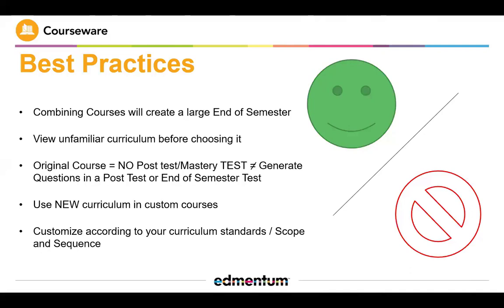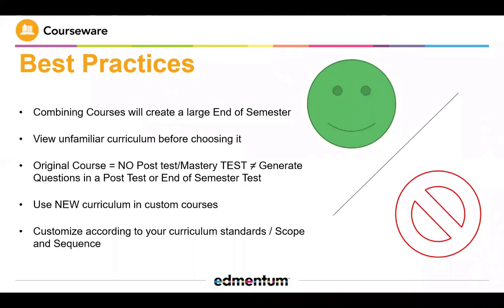You have the original course, you pull content from it that has no post-test or no mastery test. Then when you generate questions in your custom course, like generate a post-test or an end-of-semester test, the content you pulled over that had no post-test, no mastery test, will not have questions in the post-test or the end-of-semester test. So basically, if there's nothing in the original course that has a post-test or a mastery test, it will not produce questions in a post-test, mastery test, or end-of-semester test that you generate in your custom course.